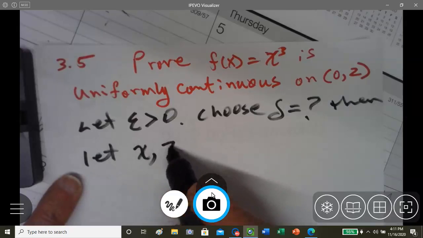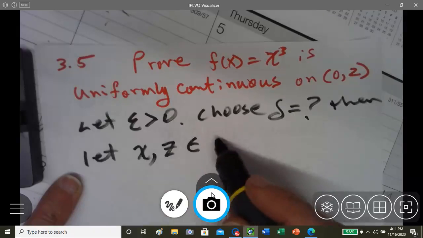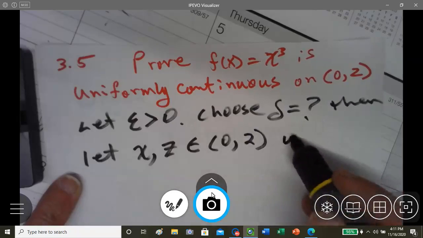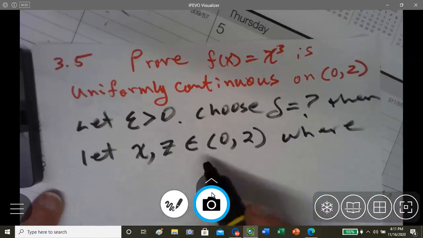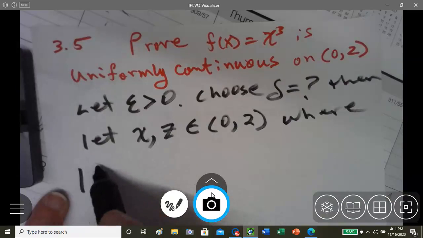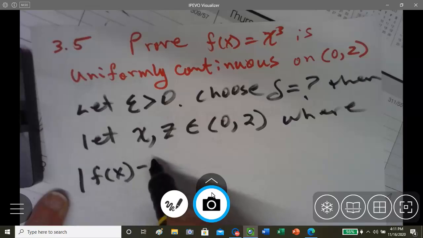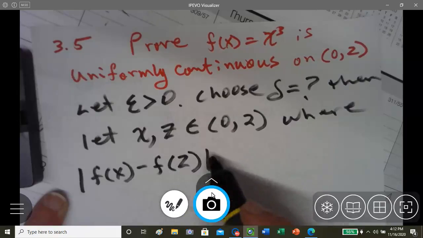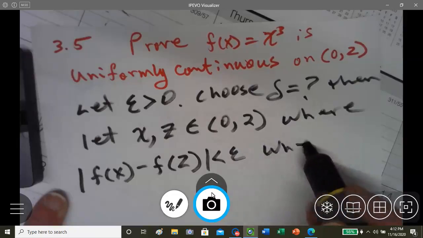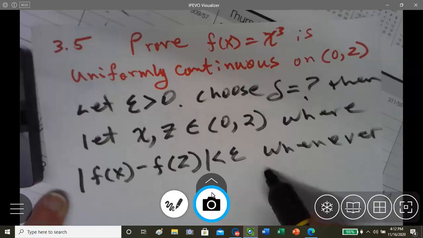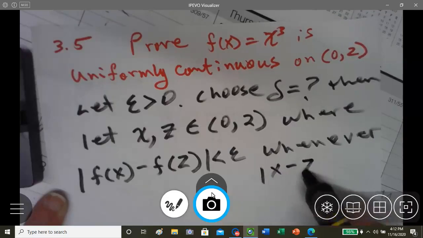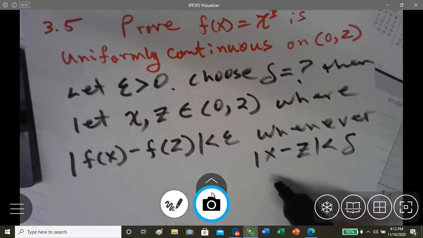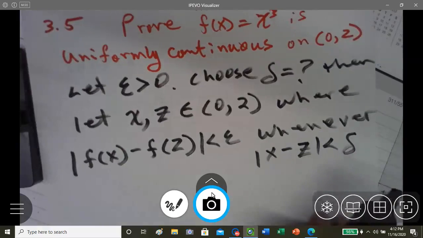Then let x and z be elements in the interval from 0 to 2, where we have the absolute value of the difference of f of x minus f of z is less than epsilon whenever the absolute value of x minus z is less than delta. So hopefully, you should be seeing a pattern here by now.